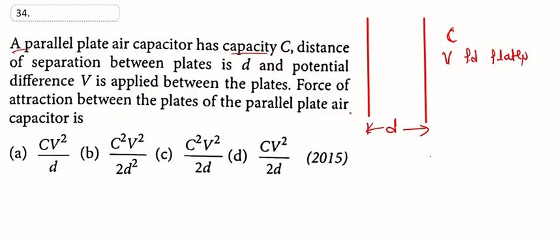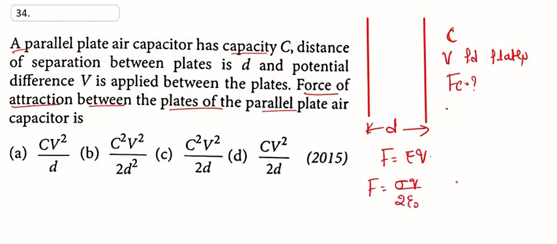Now the question is, what is the force of attraction between the plates of the parallel plate capacitor? So the force of attraction is equal to the same formula: F is equal to E into Q. E means sigma divided by 2 epsilon naught.